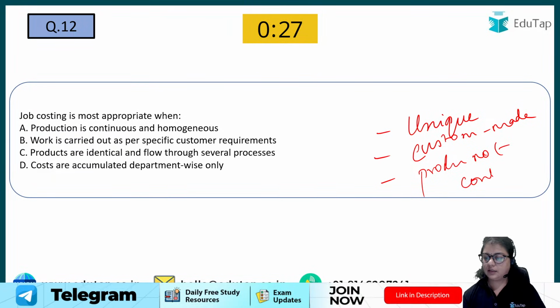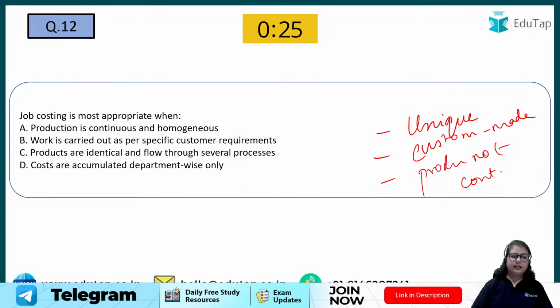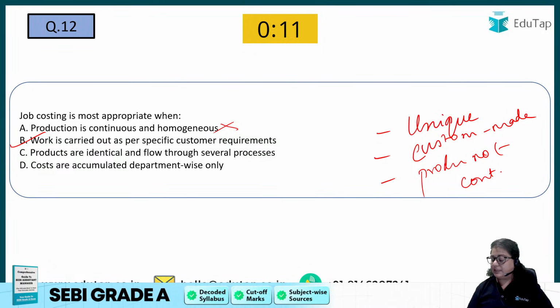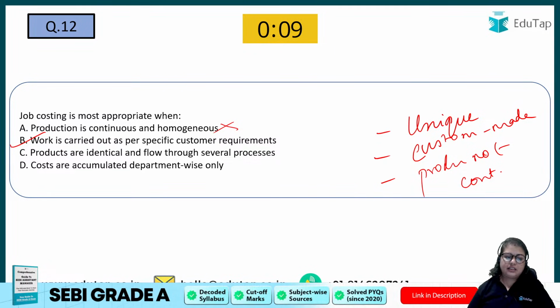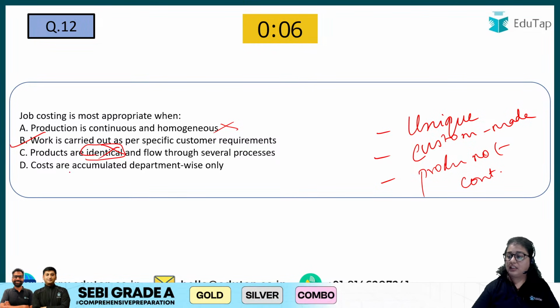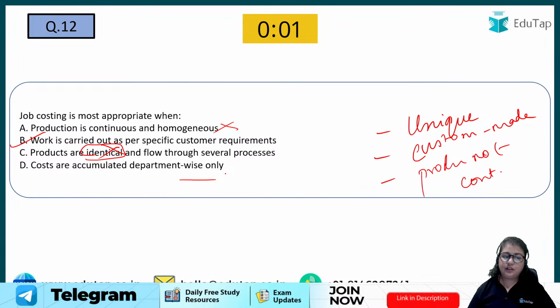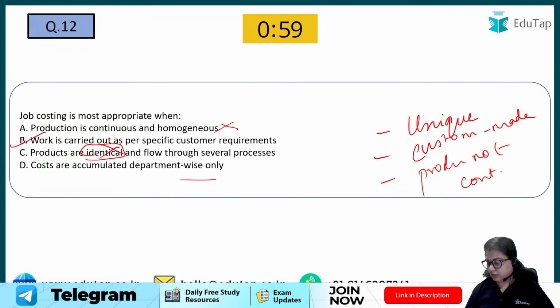So let us see what is given to you. Here it says production is continuous and homogeneous, so it is wrong. Production is not continuous. Then work is carried out as per the special requirements. Yes, work is carried out according to the requirement of the customer, hence it is customized. Products are identical? No, the product is not identical, it is unique in nature. Then costs are accumulated department wise only? No, it is according to the product, so this is also incorrect. Here the most suitable is work carried out as per the specific customer's requirement.